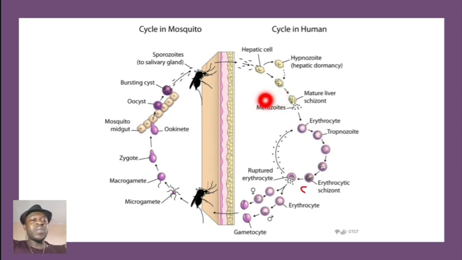The mature schizont will burst, releasing merozoites. The merozoites will then infect the erythrocytes. This is now the erythrocytic phase. Under a microscope, you will see the Plasmodium inside the RBCs. There will be trophozoites, and then they continue with maturation until they burst. On bursting, they release merozoites again, infecting the RBCs again, so the cycle will continue.